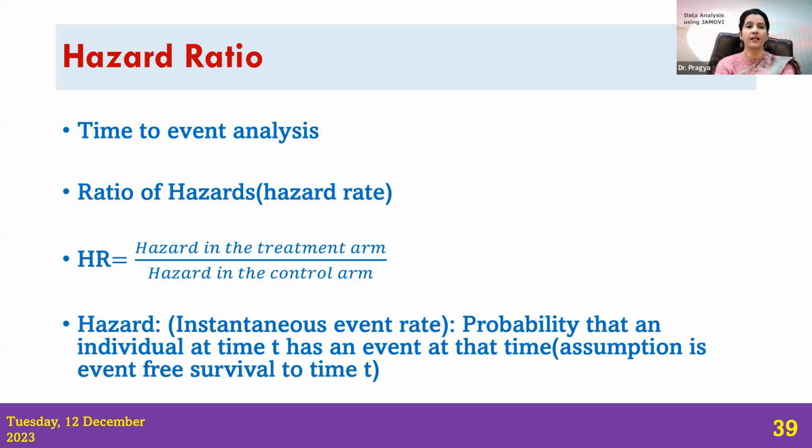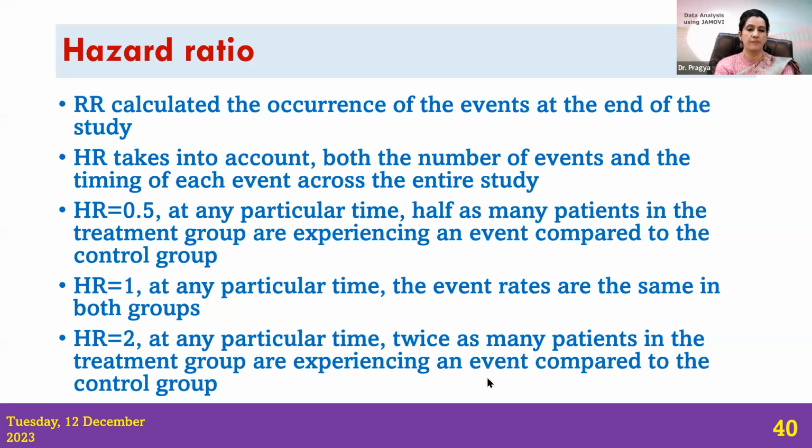So this hazard ratio is used in time to event analysis. It is expressed as the hazard in the treatment arm in the numerator, and in the denominator you take the hazard in the control arm. As we have discussed, this is an instantaneous event rate, and it is the probability that an individual at time t has an event at that time, assuming the person was free from that event until just before time t. Now, how do we interpret this hazard ratio?